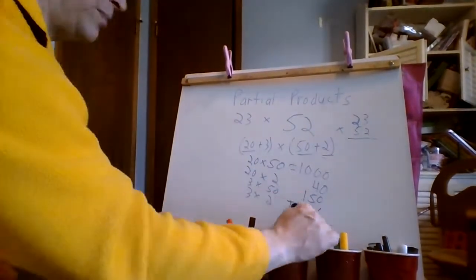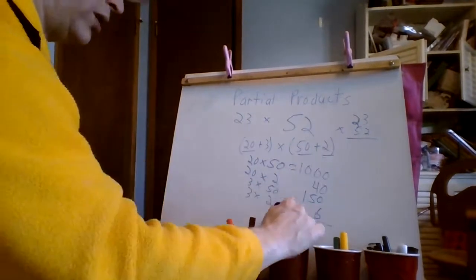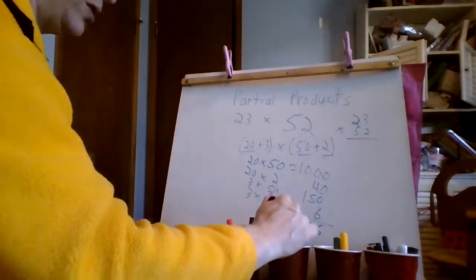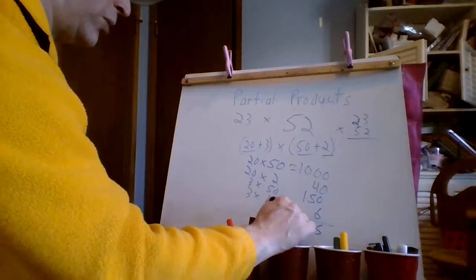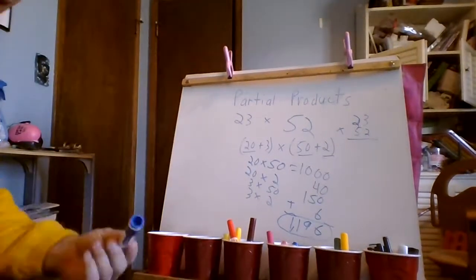Make sure they're lined up. So we have 6. 4 plus 5 is 9. 0 plus 1 is 1. And 1 plus nothing is 1. So the answer would be 1,196 for this one.